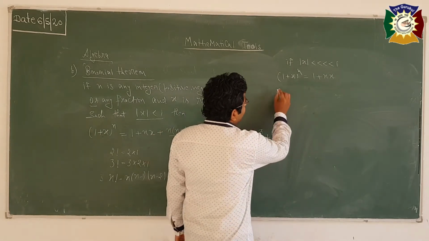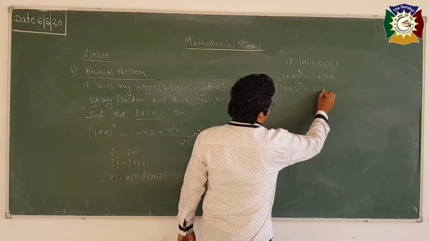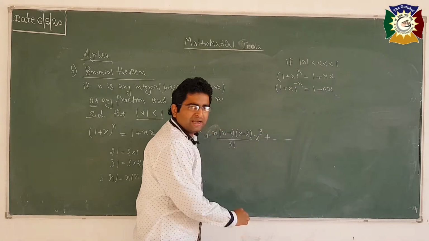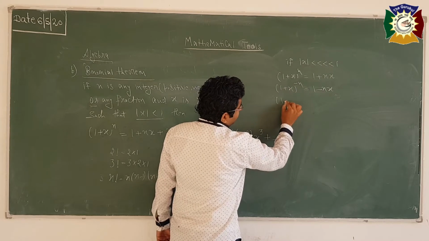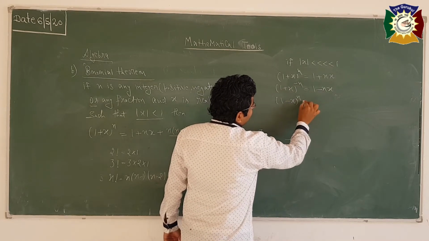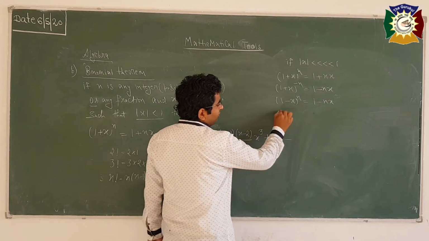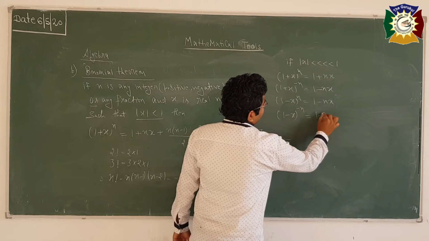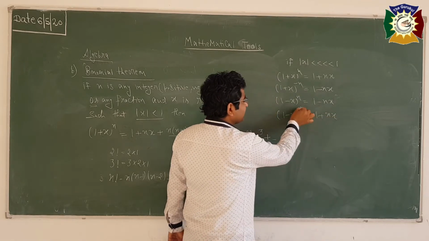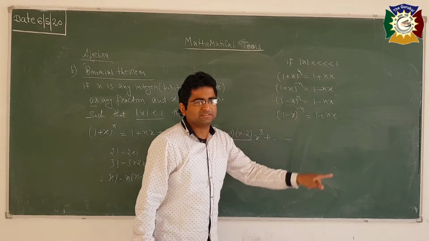Okay, if you have 1 plus x raised to power minus n, it will become 1 minus nx. Only the power will come like this. If you have 1 minus x raised to power n, it will become again 1 minus nx. If you have 1 minus x raised to power minus n, it will give 1 plus nx. Minus n will come to this side, minus minus plus, 1 plus nx.